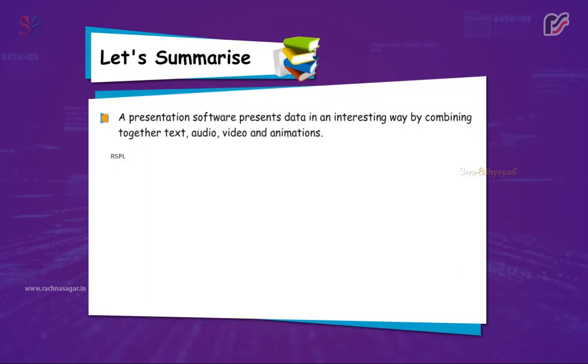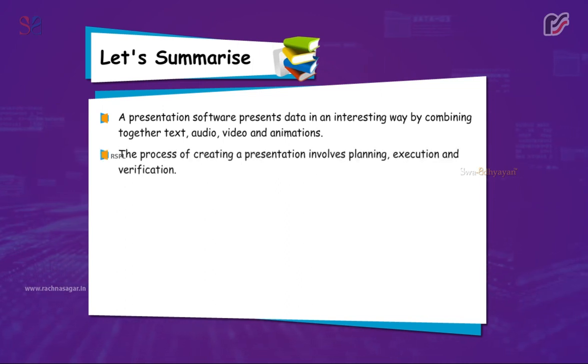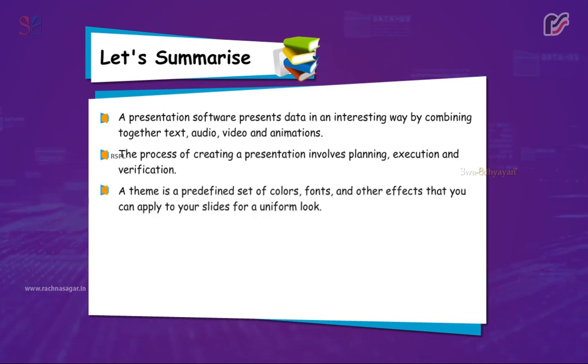Let's summarize. A presentation software presents data in an interesting way by combining together text, audio, video, and animations. The process of creating a presentation involves planning, execution, and verification. A theme is a predefined set of colors, fonts, and other effects that you can apply to your slides for a uniform look.